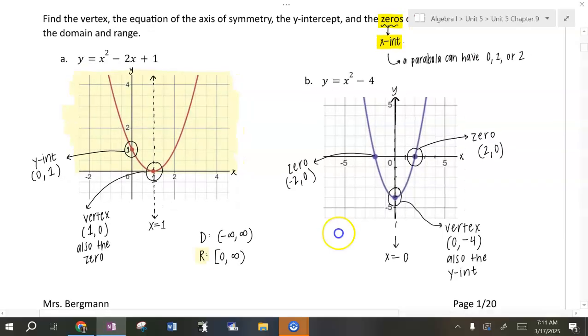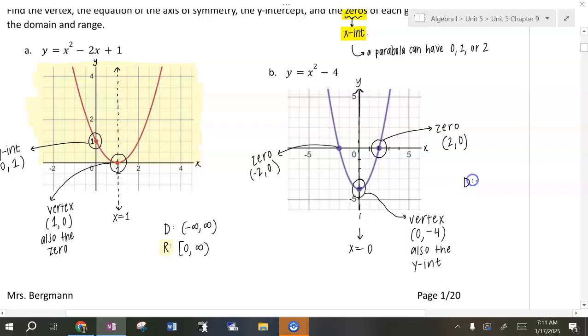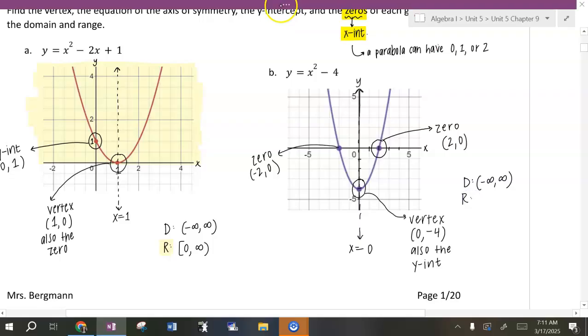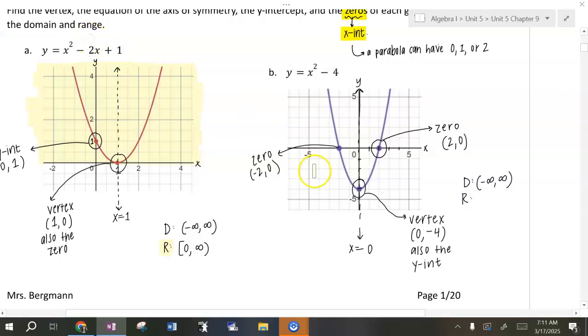Finally, the domain is all real numbers. We said that's always the answer. And the range for this one, the lowest to the highest, look like this. That's a low value of -4 and a high value of infinity. Remember, you always use your y values for your range. A bracket around the number, a parenthesis around the infinity.